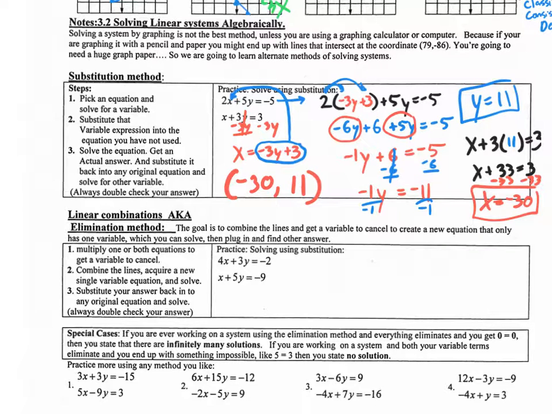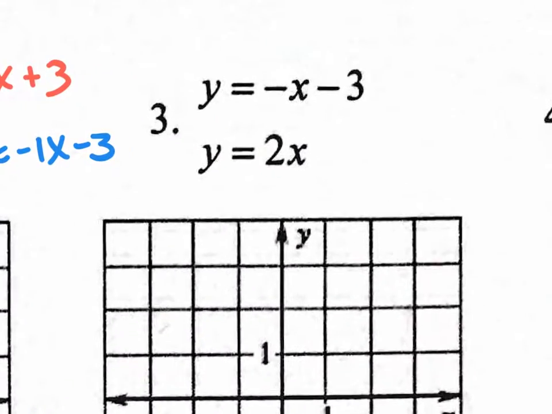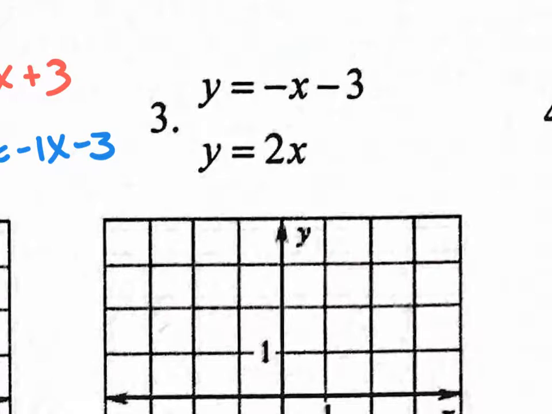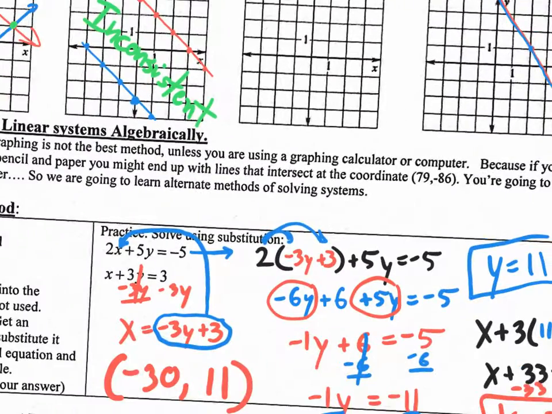Imagine if I would have decided to get y by itself, get them both in y equals mx plus b, and then graph them. They would cross at negative 30, way to the left, way off the graph, and positive 11. So graphing is not always the best method. As a matter of fact, the only time I would go for graphing is if they're already set up in y equals mx plus b. If they're set up in y equals mx plus b, go for it, and hopefully they intersect where you can see it.